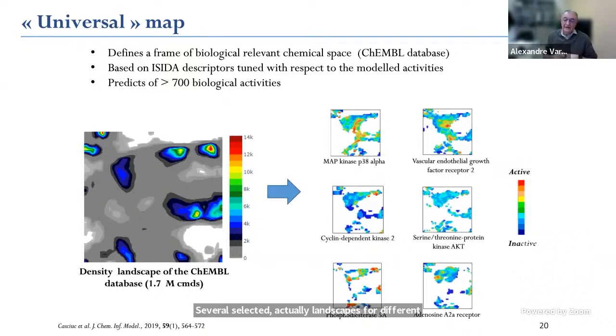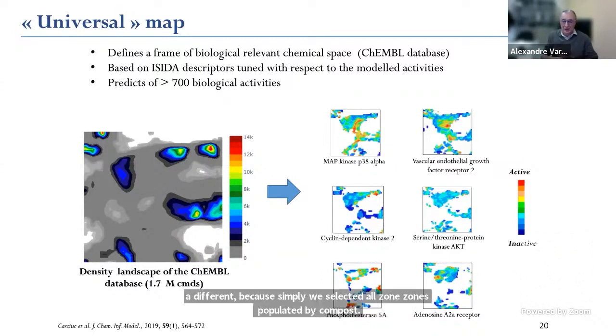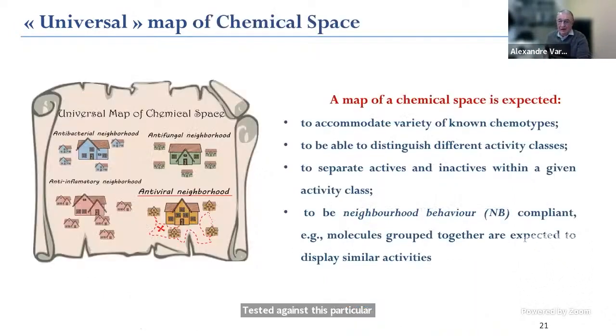And you may see that this activity landscape, the shape is different because simply we selected only those zones populated by compounds tested against this particular biological target. Okay, now, but I spoke about this universal map.